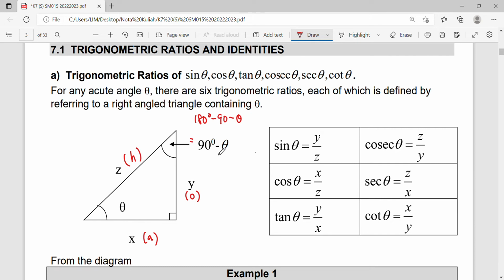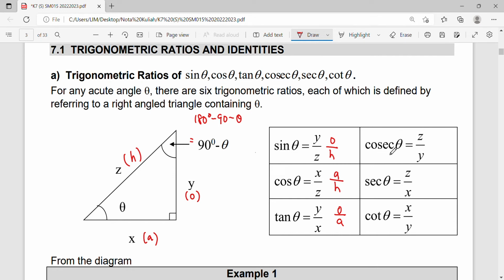Okay, so we look at the trigonometric ratios first. For sine, the definition is opposite over hypotenuse, so we have y over z. For cos, it will be adjacent over hypotenuse, so that's why we have length x over z. Then tangent is opposite over adjacent, so we will have length y over x.